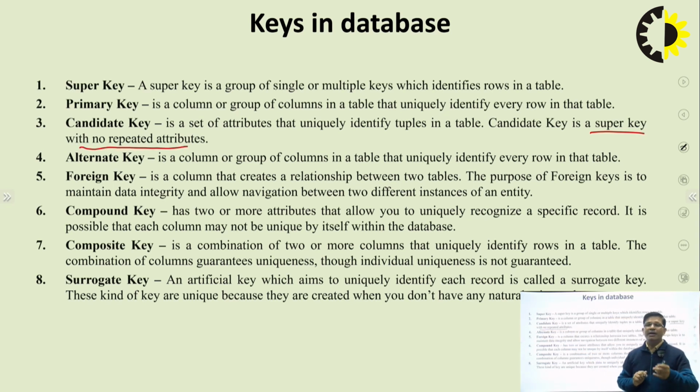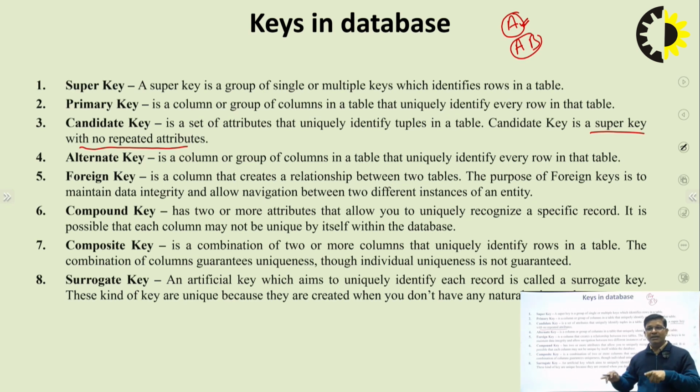For example, in a super key, we can say that A is a super key, and A, B is also a super key. Okay. So what is the candidate key? We can take the candidate key as A only. There is no repetition. You can take A, B, but in A there is only a single key, that is A. So A can be the prime candidate key. Alternate key is a column or group of columns in a table that uniquely identify every row in a table. Foreign key is a column that creates a relationship between two tables, primary key and foreign key.